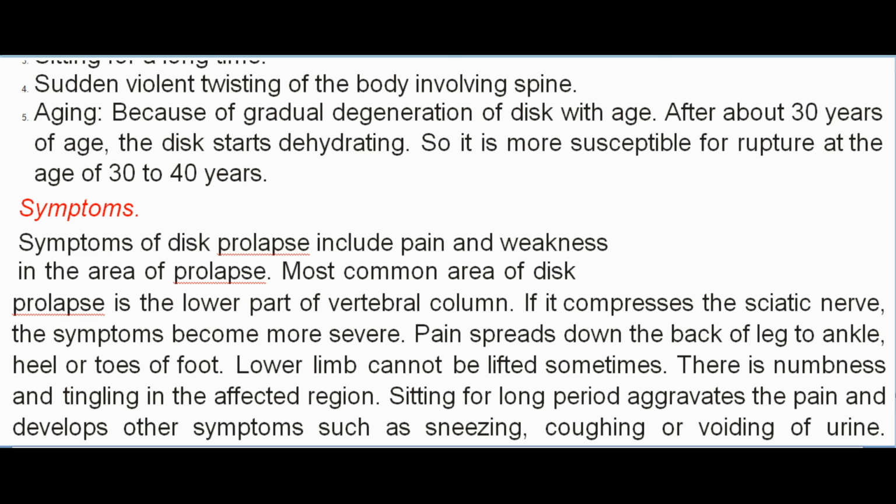Aging, because of gradual degeneration of disc with age. After about 30 years of age, the disc starts dehydrating. So it is more susceptible for rupture at the age of 30 to 40 years.